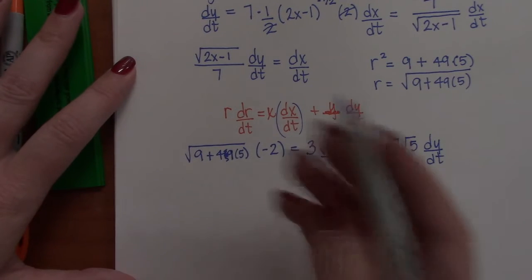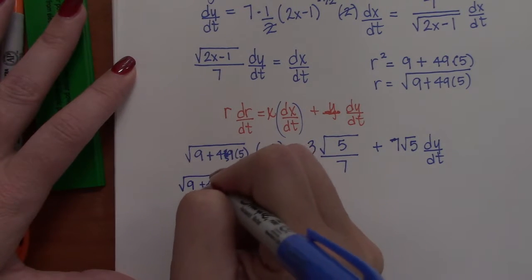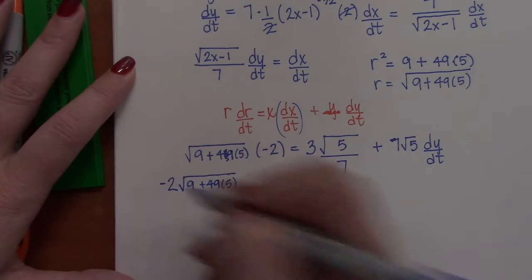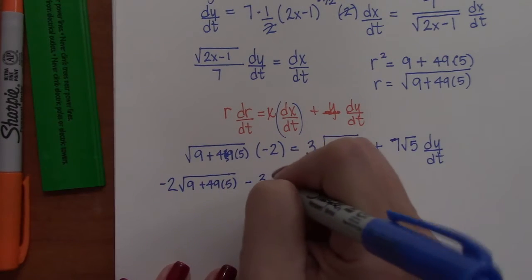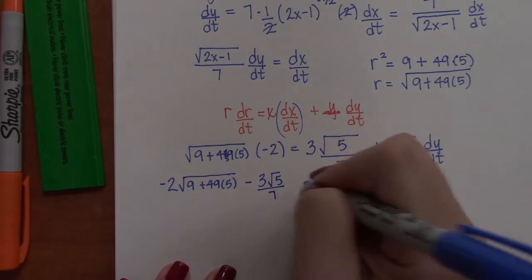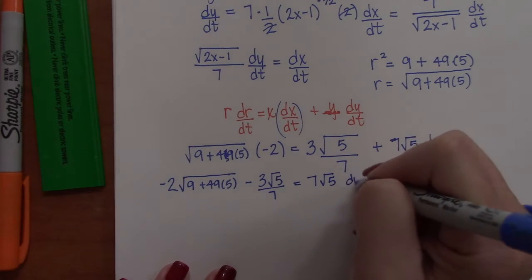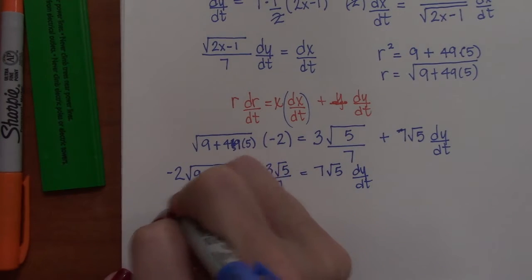So then I just subtract that negative 2 up front. I subtract a 3 root 5 over 7 from both sides. And then I divide everything by 7 root 5.